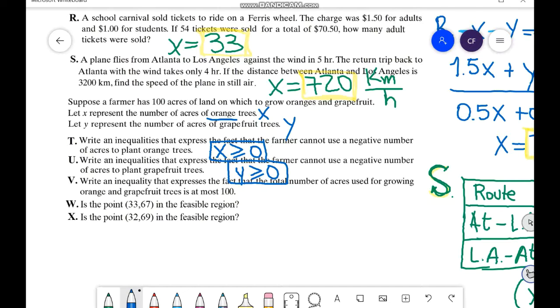And letter V, write an inequality that expresses that the total number of acres used for growing oranges and grapefruit trees is at most, the maximum, 100 acres. If you add X plus Y, this needs to be at most 100 acres. And this is the inequality that we're looking for.